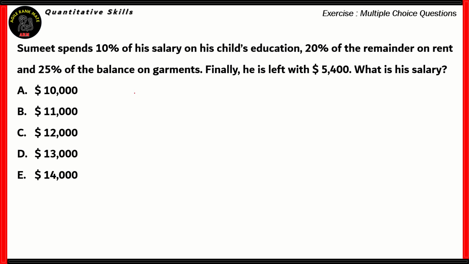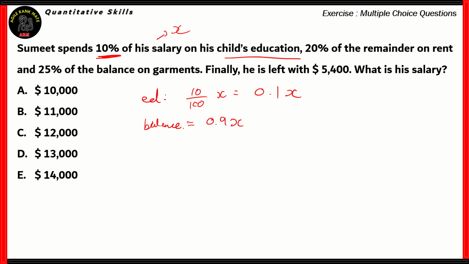All right. So let's consider the total salary to be X. Now, the first thing that Sumit does is he spends 10% of his salary on his child's education. So for education, the amount given is 10% of his salary, which is equal to 0.1x. So what would be the remainder? The balance that he still has would be x minus 0.1x, which is equal to 0.9x.